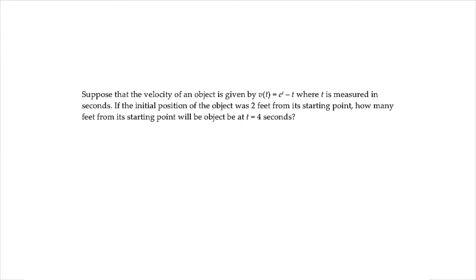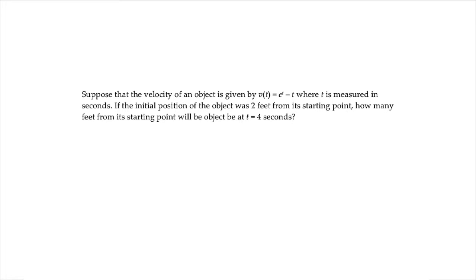All right, now let's say that we're told the velocity of an object is given by v of t is e to the t minus t, where t is measured in seconds. If the initial position of the object was 2 feet from the starting point, how many feet from the starting point will the object be at t equals 4 seconds? Well, folks, we know the rules.